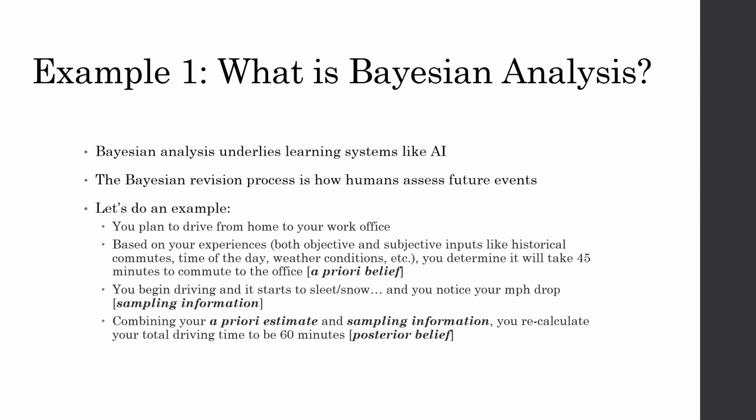All right, so we hear this term Bayesian. So what is Bayesian analysis? Well, Bayesian analysis underlies learning systems like AI, for example, artificial intelligence. It's really a process by which we as humans already assess and evaluate future events. So let me do a simple example here.